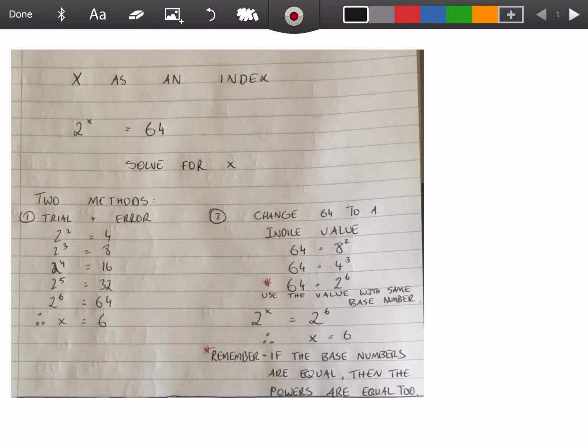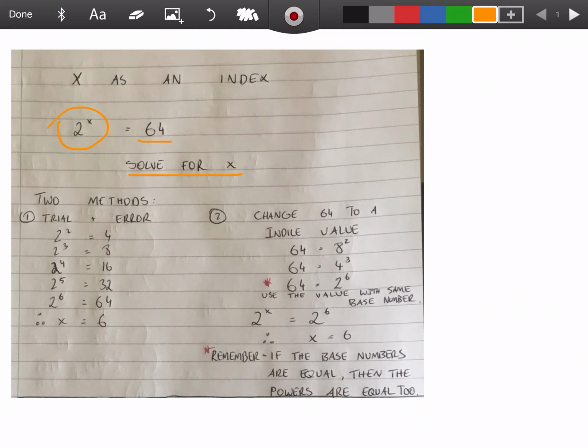Through how we do some problem solving or algebraic solving with regards to x as an index. So when we have x as an index, we have something that looks exactly like we've done here. We've got 2 to the power of x is equal to a value. Okay, and we're being asked to solve for x like you do in so many other problems.